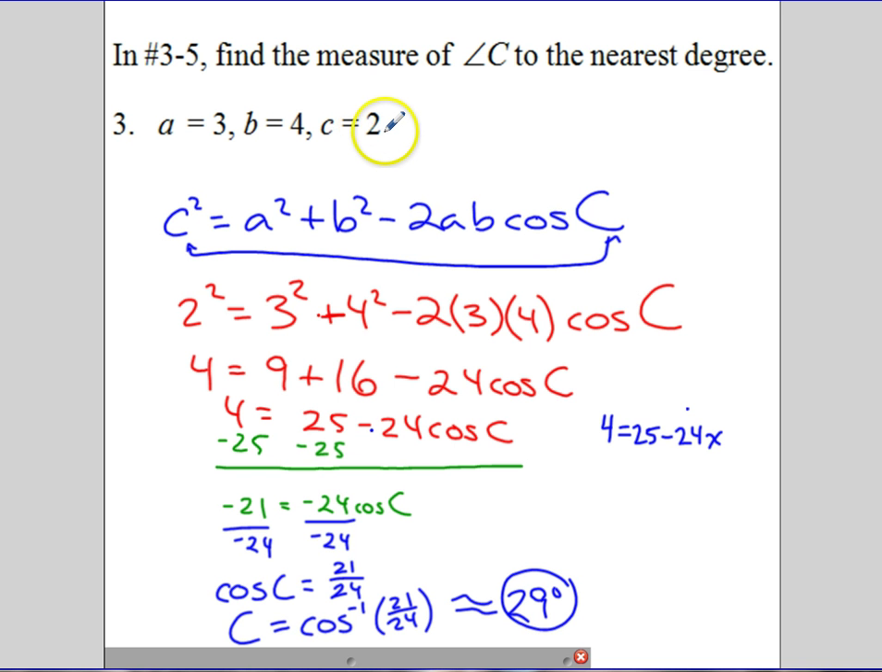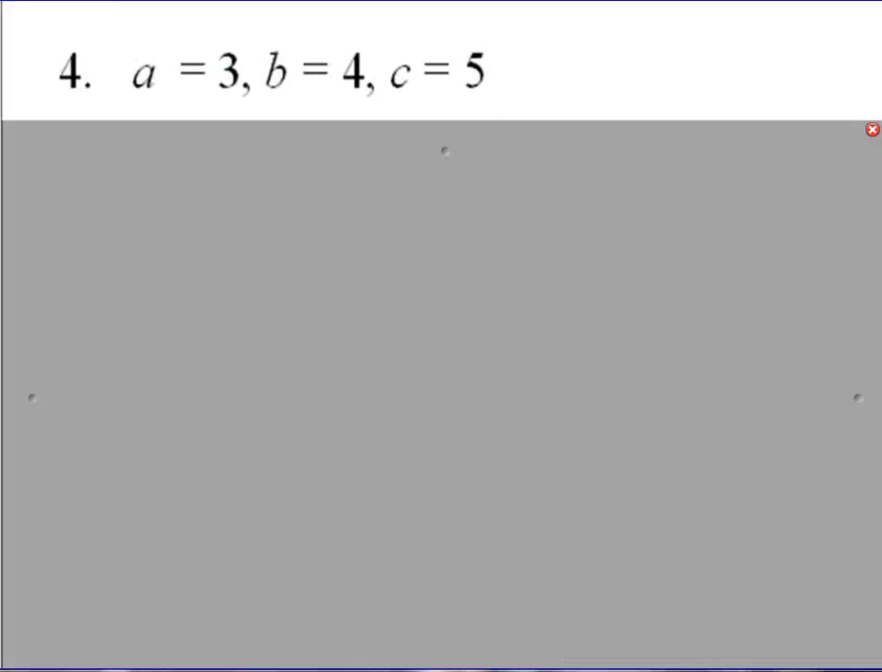I need to look and see if that makes any sense. C is the smallest side, so I would expect it to be across from the smallest angle. And 29 is a pretty small angle, so that seems reasonable. At this point, I think I've given you enough background to be able to work out questions 4 and 5. I want you to pause this recording, work out angle C in question 4 and question 5 on your own, get your answers, and then play the recording just to check it. I'm just going to go very quickly through and show the answers for those.